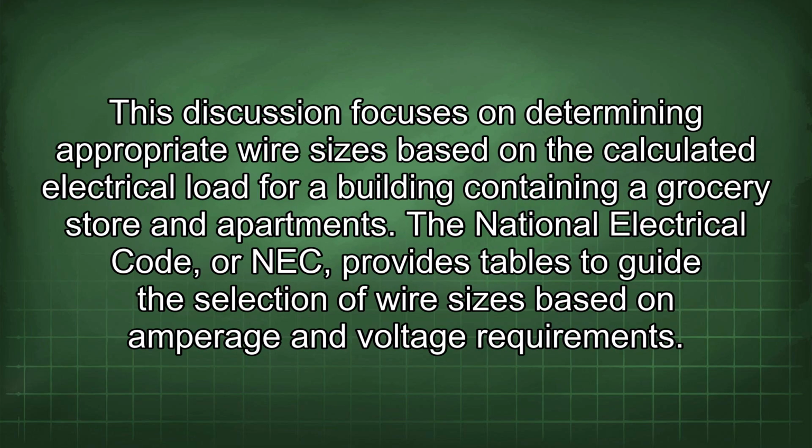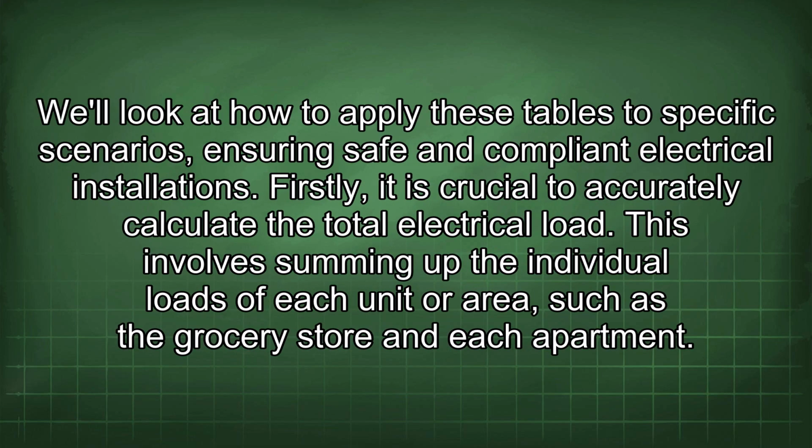This discussion focuses on determining appropriate wire sizes based on the calculated electrical load for a building containing a grocery store and apartments. The National Electrical Code, or NEC, provides tables to guide the selection of wire sizes based on amperage and voltage requirements. We'll look at how to apply these tables to specific scenarios, ensuring safe and compliant electrical installations. Firstly, it is crucial to accurately calculate the total electrical load. This involves summing up the individual loads of each unit or area, such as the grocery store and each apartment.